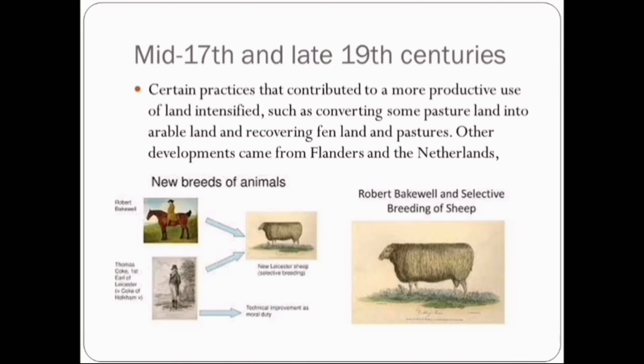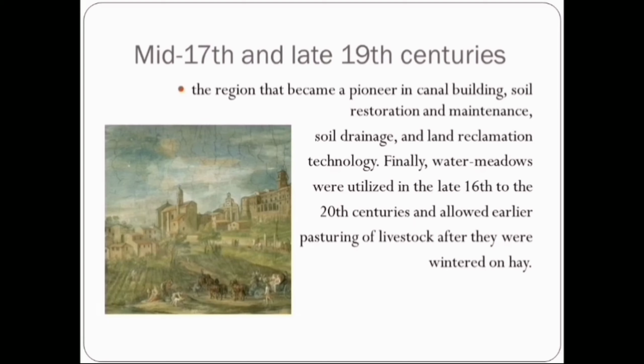Certain practices that contributed to a more productive use of land intensified, such as converting some pasture land into arable land and recovering fen land and pastures. Other developments came from Flanders and the Netherlands, the region that became a pioneer in canal building, soil restoration and maintenance, soil drainage, and land reclamation technology. Finally, water meadows were utilized in the late 16th to 20th century and allowed pasturing of livestock after they were wintered on hay.